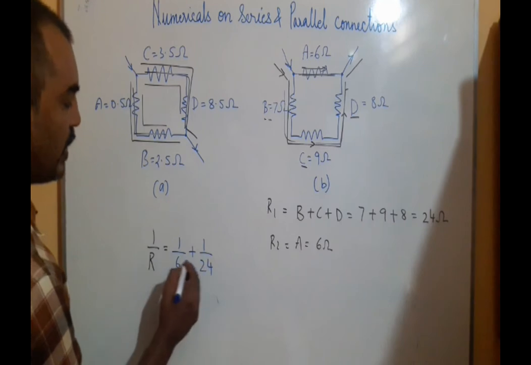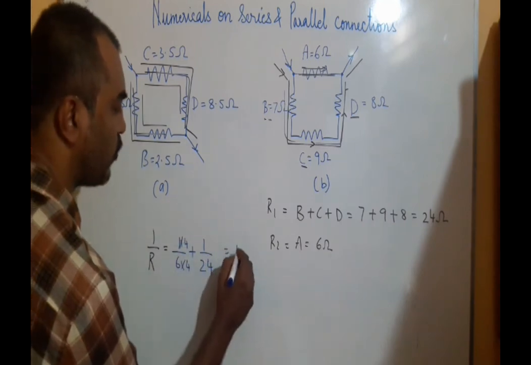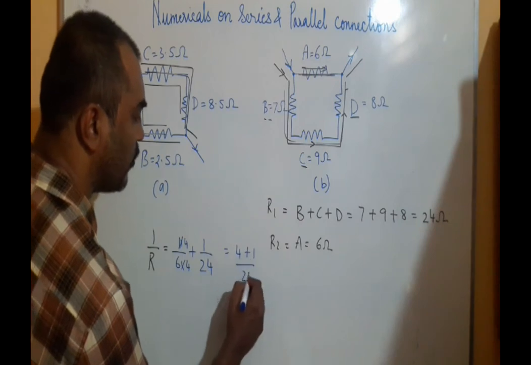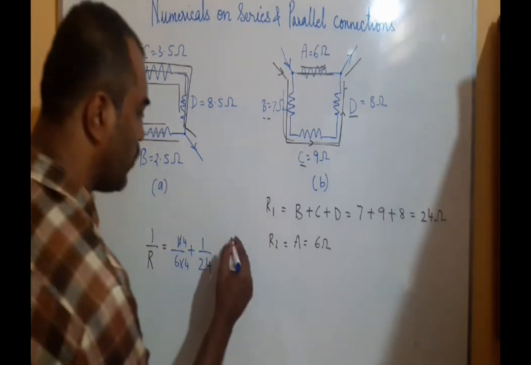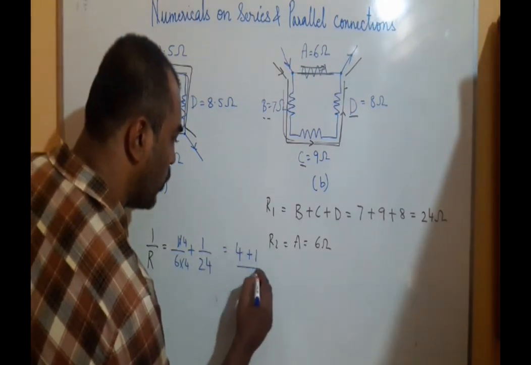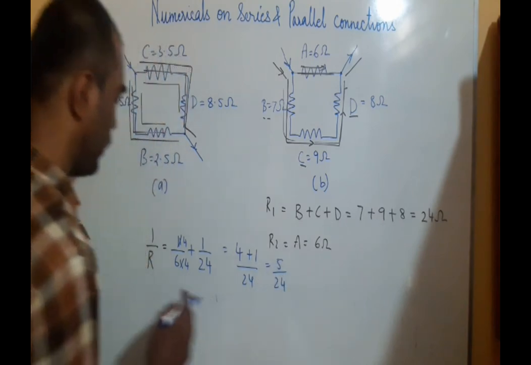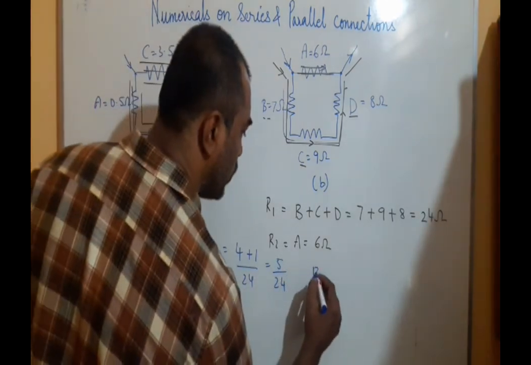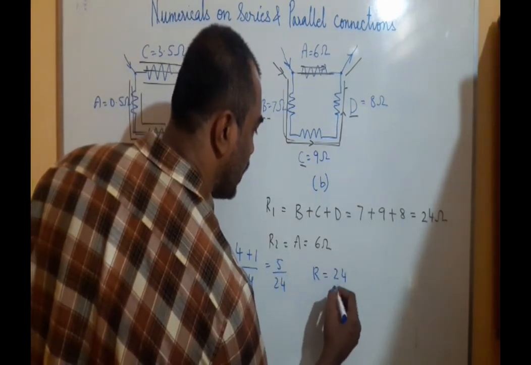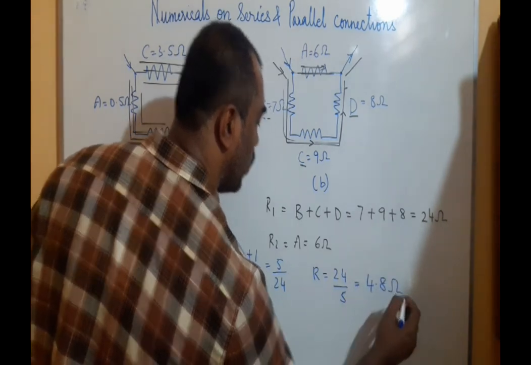The LCM of 6 and 24 is 24. 6 4s are 24. So we have 4 plus 1 upon 24 equal to 5 upon 24. Now 1 upon R is 5 upon 24. So R equal to 24 upon 5 equal to 4.8 ohm.